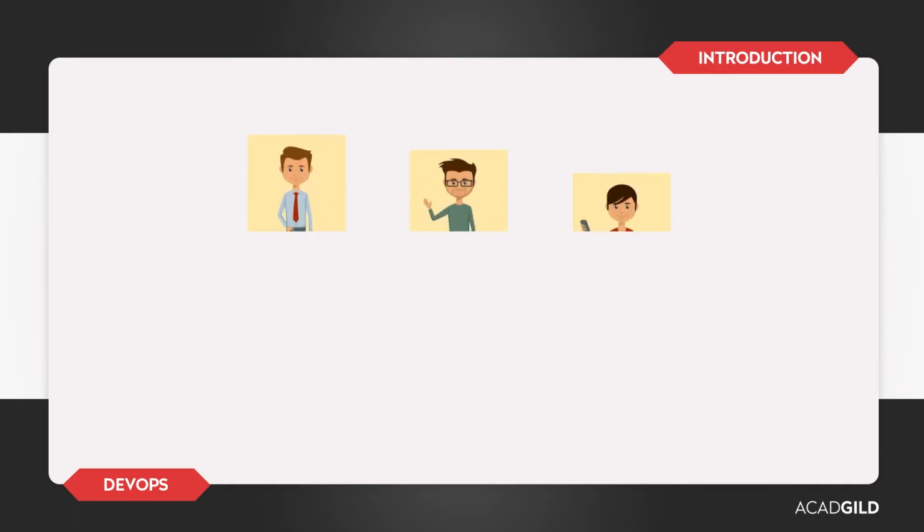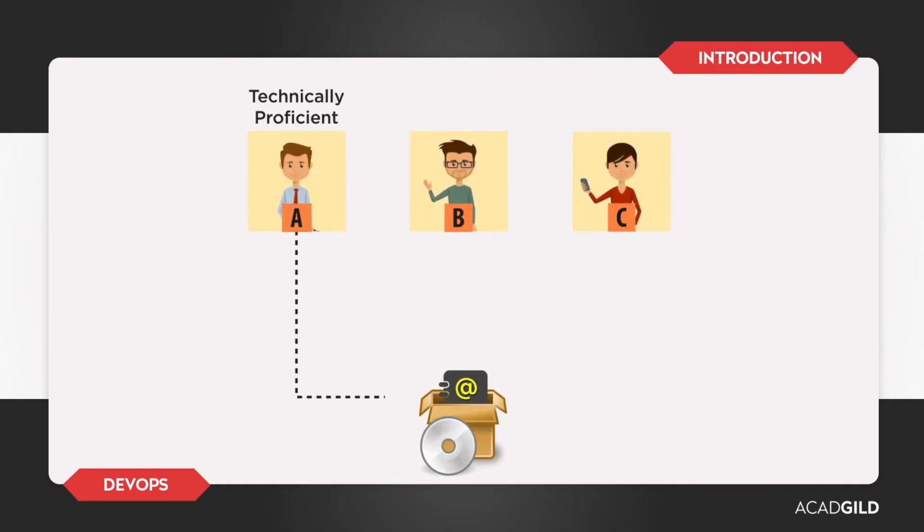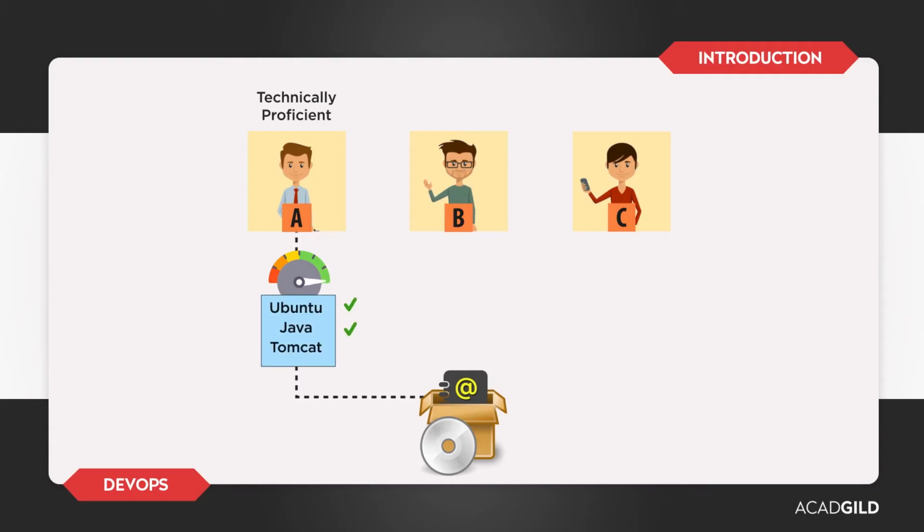Now, let's assume there are three people, A, B, and C, who want to buy this product. A is technically proficient. He knows the product and its requirements very well. That is, he knows that the product Address Book requires Ubuntu 14.04, Java 1.8, and Tomcat 1.7 in order for it to run efficiently. He buys the product with great confidence, knowing that he can make the best use of it. Then we have B.